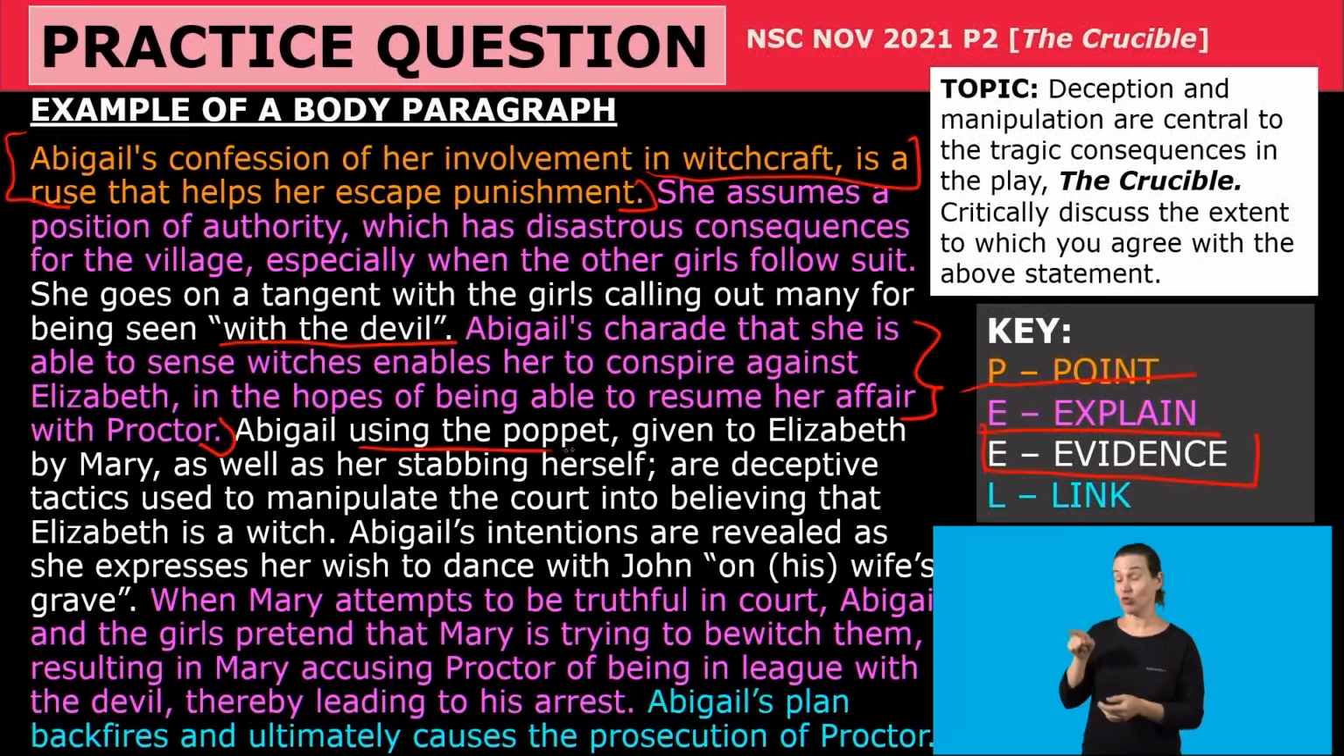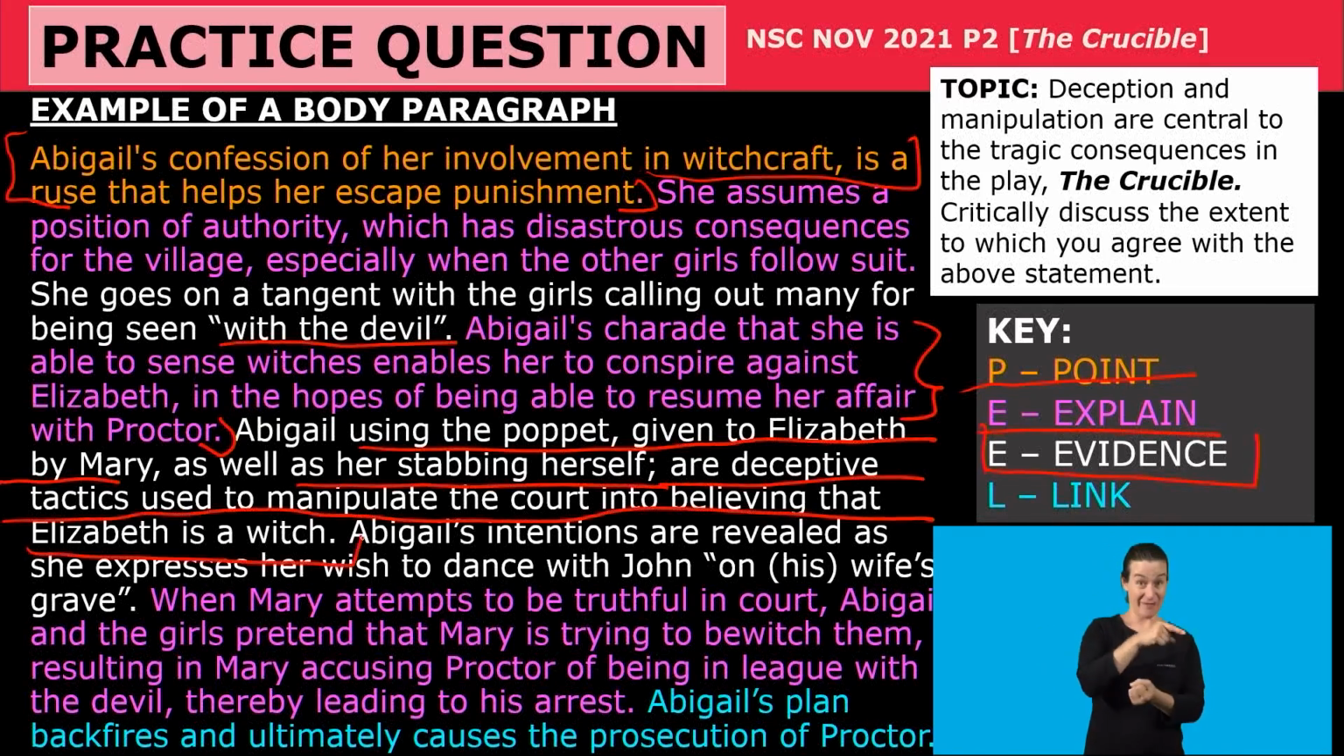Abigail uses the poppet given to Elizabeth by Mary, as well as her stabbing herself, as deceptive tactics to manipulate the court into believing that Elizabeth is a witch. Abigail's intentions are revealed as she expresses her wish to dance with John on his wife's grave.